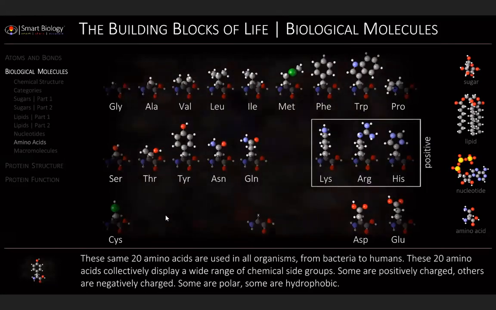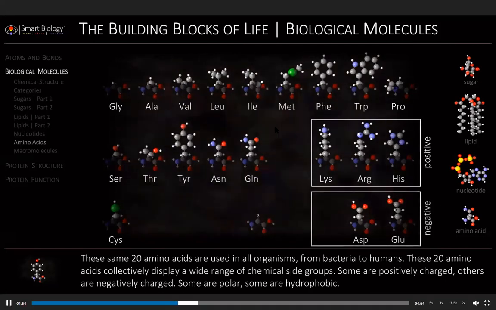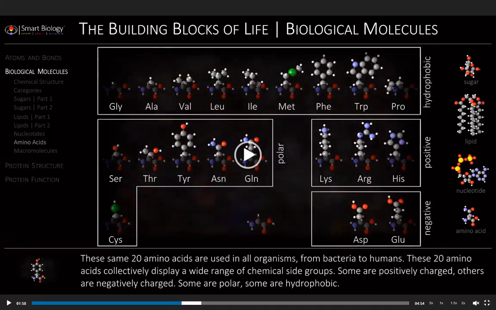So the R group is what gives us the characteristics. They can be positively charged, and here positive means that it has a positive charge at physiological pH, or a negative charge at physiological pH, which is pH 7.4. Some of them are polar, which means that they are soluble in water. So serine, threonine, tyrosine, all three of them have hydroxyl groups. Serine, threonine, and tyrosine are the three amino acids that can be phosphorylated.